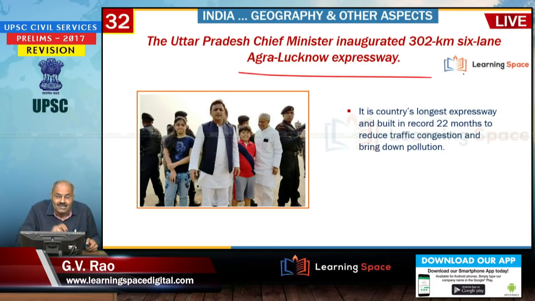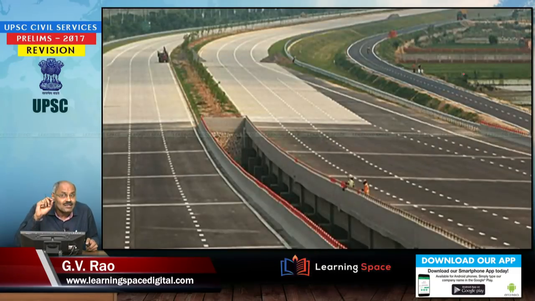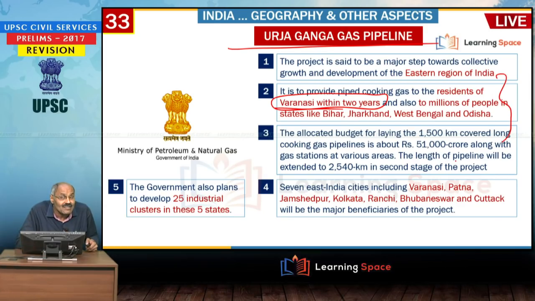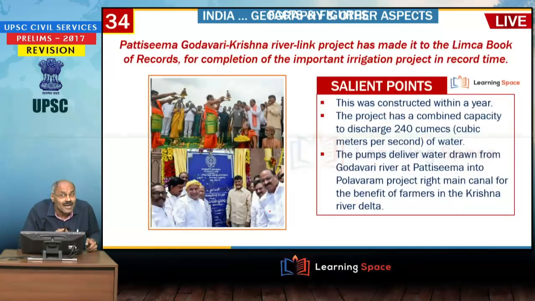Uttar Pradesh government inaugurated Agra-Lucknow Expressway, and this is the picture. Then Urja Ganga gas pipeline starting with Varanasi. Then subsequently eastern part of the country will be benefited because of the gas pipeline, and several industries, gas based industries, and revival of the fertilizer plants. These are within the agenda, and 25 industrial clusters will also be developed. This is part of Urja Ganga gas pipeline.